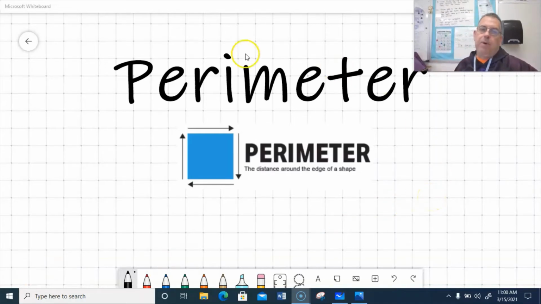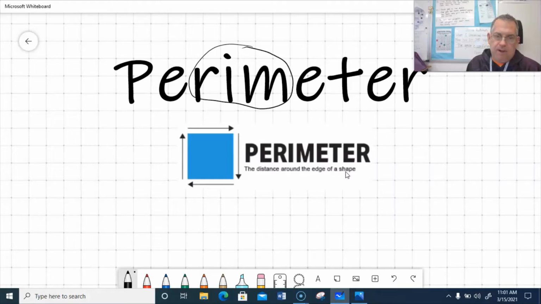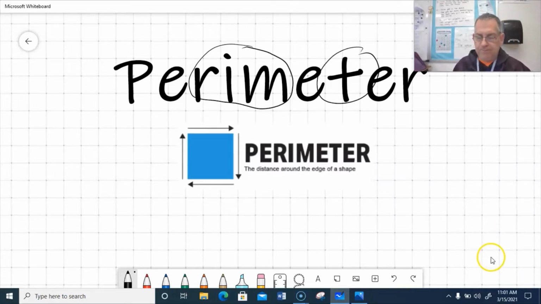We're going to be talking about perimeter again today. Perimeter is the distance around the edge of a shape. To help us understand perimeter, we see the word rim in there, and that's the outside of a shape. We also have this t right here, which makes a plus sign, and that reminds us that we need to add all the sides to calculate perimeter.